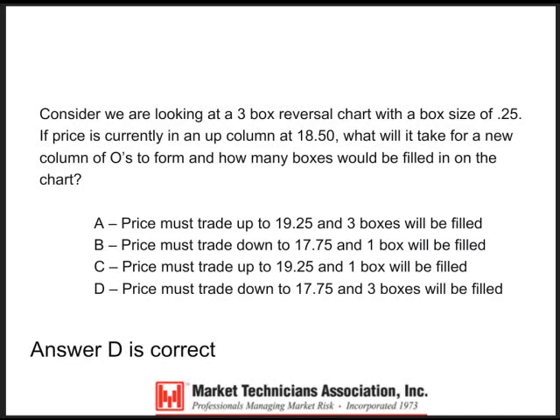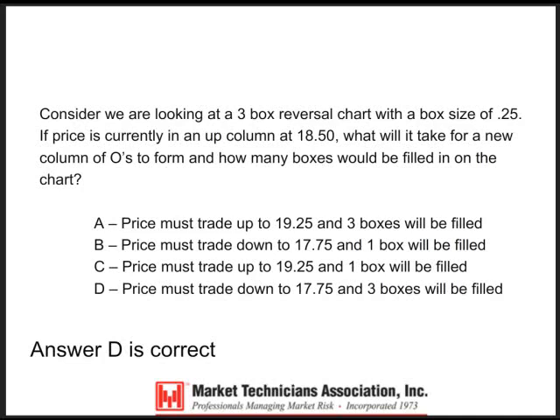Consider we're looking at a 3-box reversal chart with a box size of 25 cents. Price is currently in an up column, so that's a column of X's. You're at $18.50. What will it take for a new column of O's to form, i.e. down, and how many boxes will be filled in on the chart? Well, if it's a 3-box reversal chart, you automatically know 3 boxes will be filled in with O's. So automatically you know it's A and D.